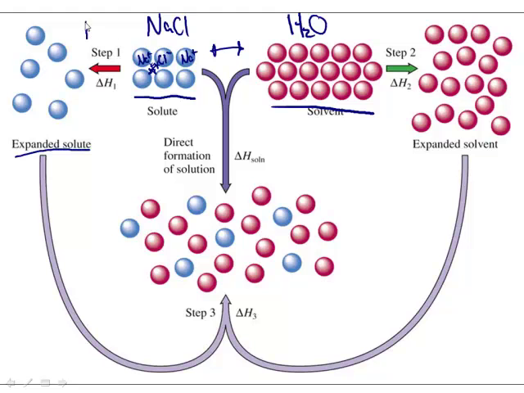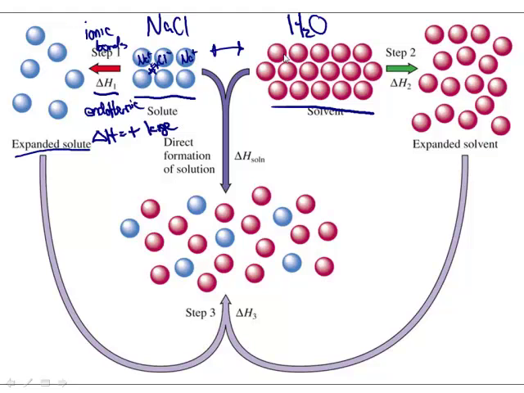So step one is we're going to disrupt the ionic bonds between the ions, and this step has a certain delta H, or energy change, associated with it. Because we are disrupting ionic bonds, we know that this step is going to be endothermic. In other words, it's going to require energy, and delta H is going to be positive and it is going to be large, because it takes a lot of energy to separate the solute particles from each other.